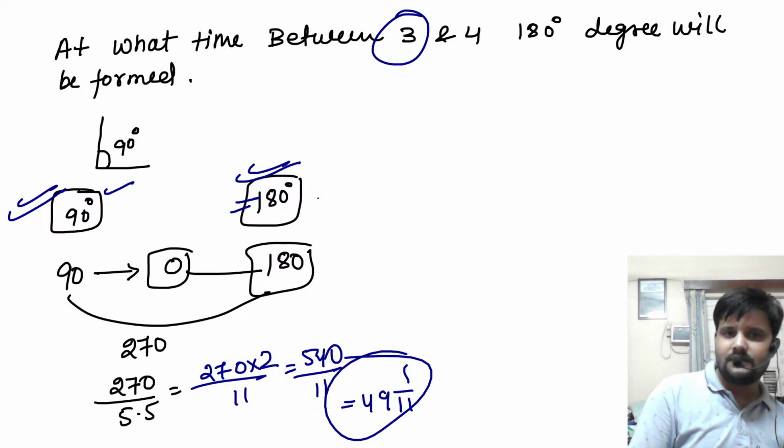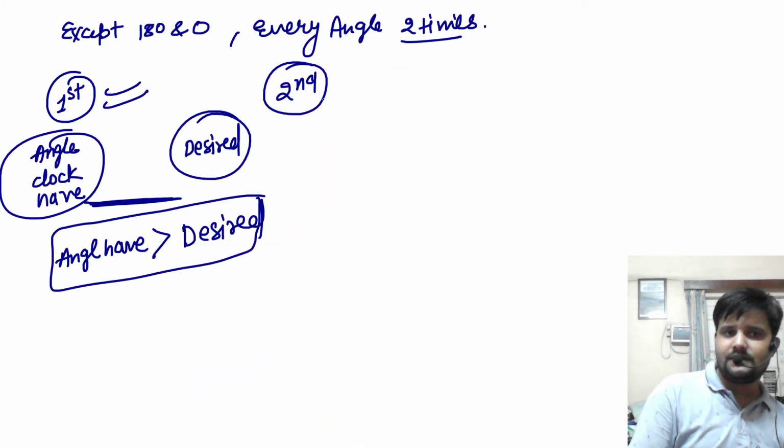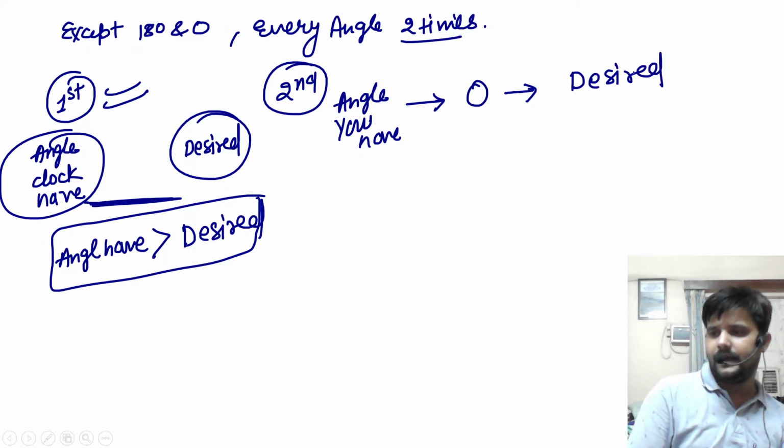If you cannot calculate it in the first instance, you will go to the second instance of calculating. Now see here, for the second instance, what do you do? From the angle you have to 0, then to the desired angle. Getting your point?